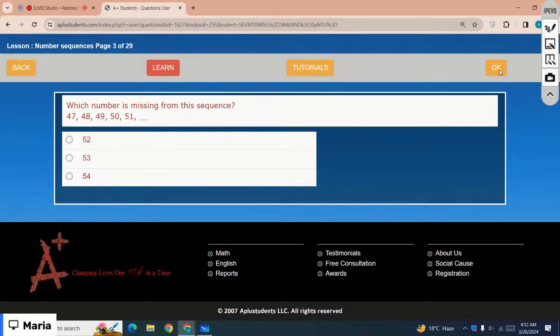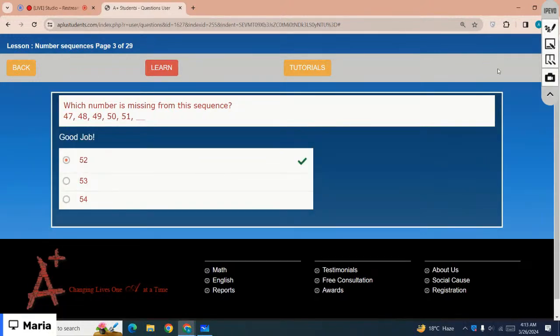Which number is missing from the sequence? So which is the correct option? The pattern is increasing by 1, right? 51 plus 1 is 52. The correct option is 52, right? Very good.